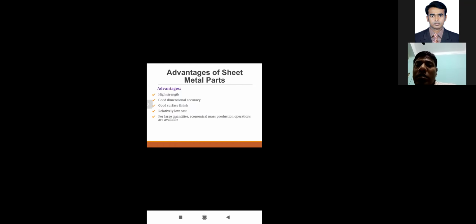Here are some applications for sheet metal working: automobiles, trucks, airplanes, railway cars and locomotives, farm and construction equipment, small and large appliances, office furniture, computers and office equipment. There are some advantages in sheet metals: high strength, good dimensional accuracy, good surface finish, relatively low cost for large quantities, and economical mass production operations are available.